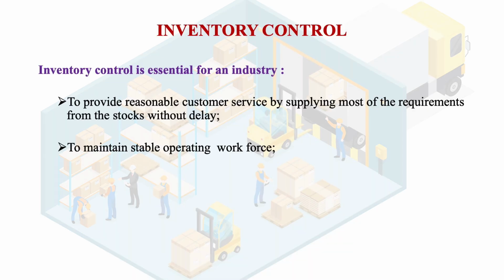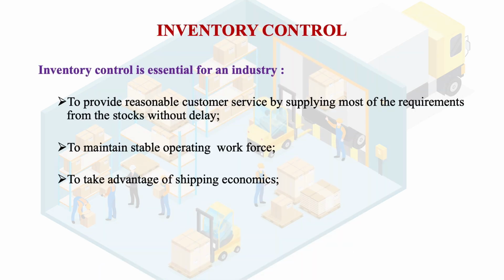So we provide sincere and reasonable customer service by supplying most requirements from stock without delay. The next point is to maintain a stable operating workforce. We have a gang of skilled workers. What operation will be there? The operation can be, for example, this much machining, or any part of the function. For that function, the skilled workforce should be available in the company.